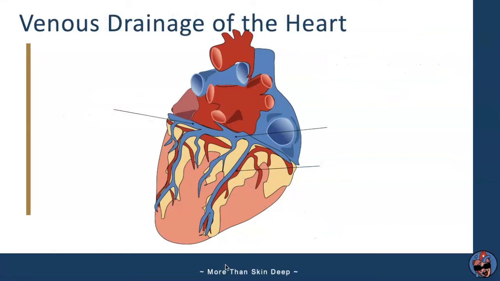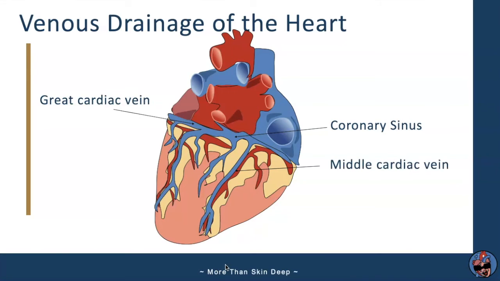The venous drainage of your heart drains from the great, middle, and small cardiac veins into the coronary sinus. The coronary sinus then empties into your right atrium.